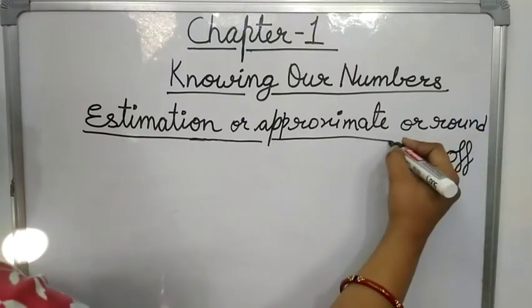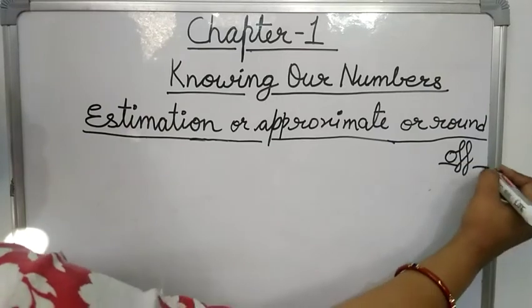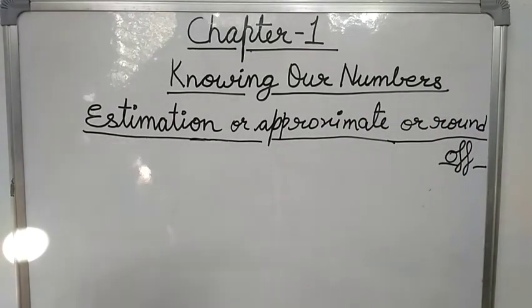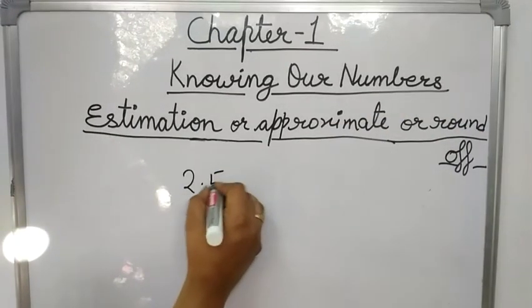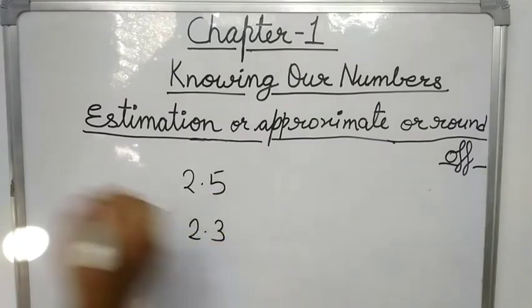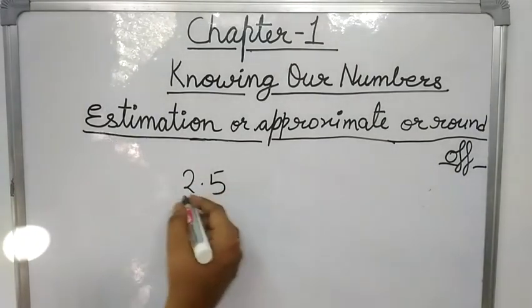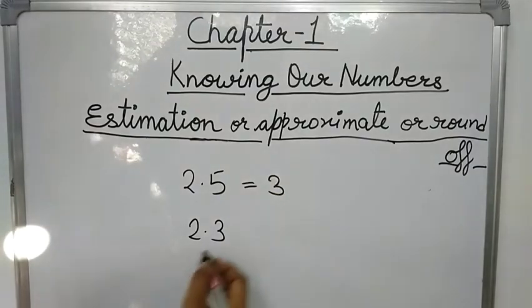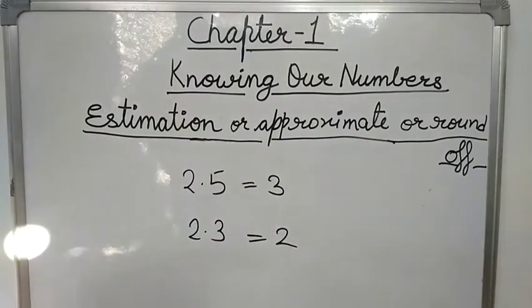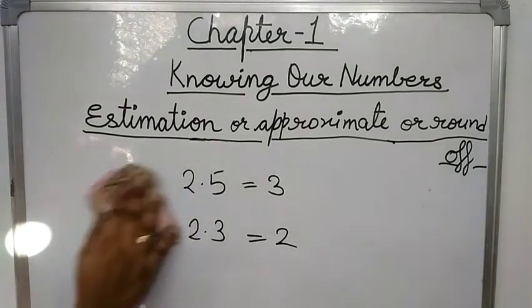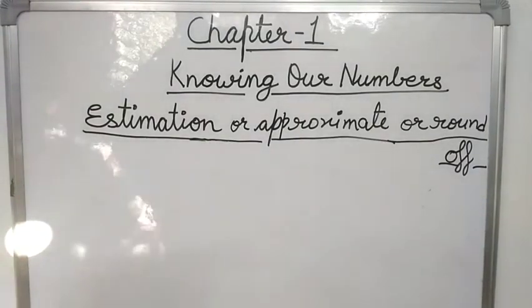You all must have done it in decimals or in your marks also. If you got marks like 2.5 or 2.3, you round them off. So 2.5 is rounded off to 3 and 2.3 is rounded off to 2. Similarly, we do estimations for large numbers, or you can say estimation is a rough calculation of value and we use it for large numbers.